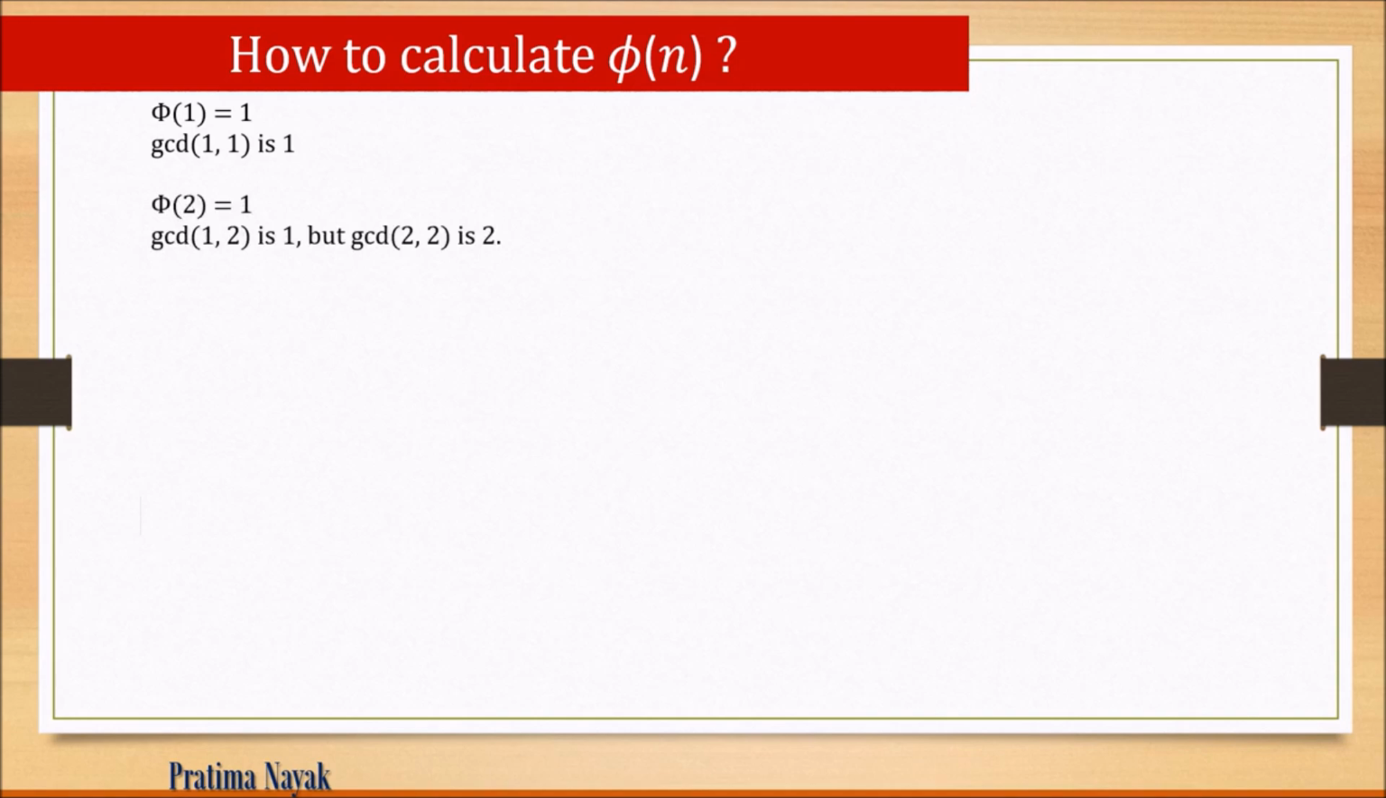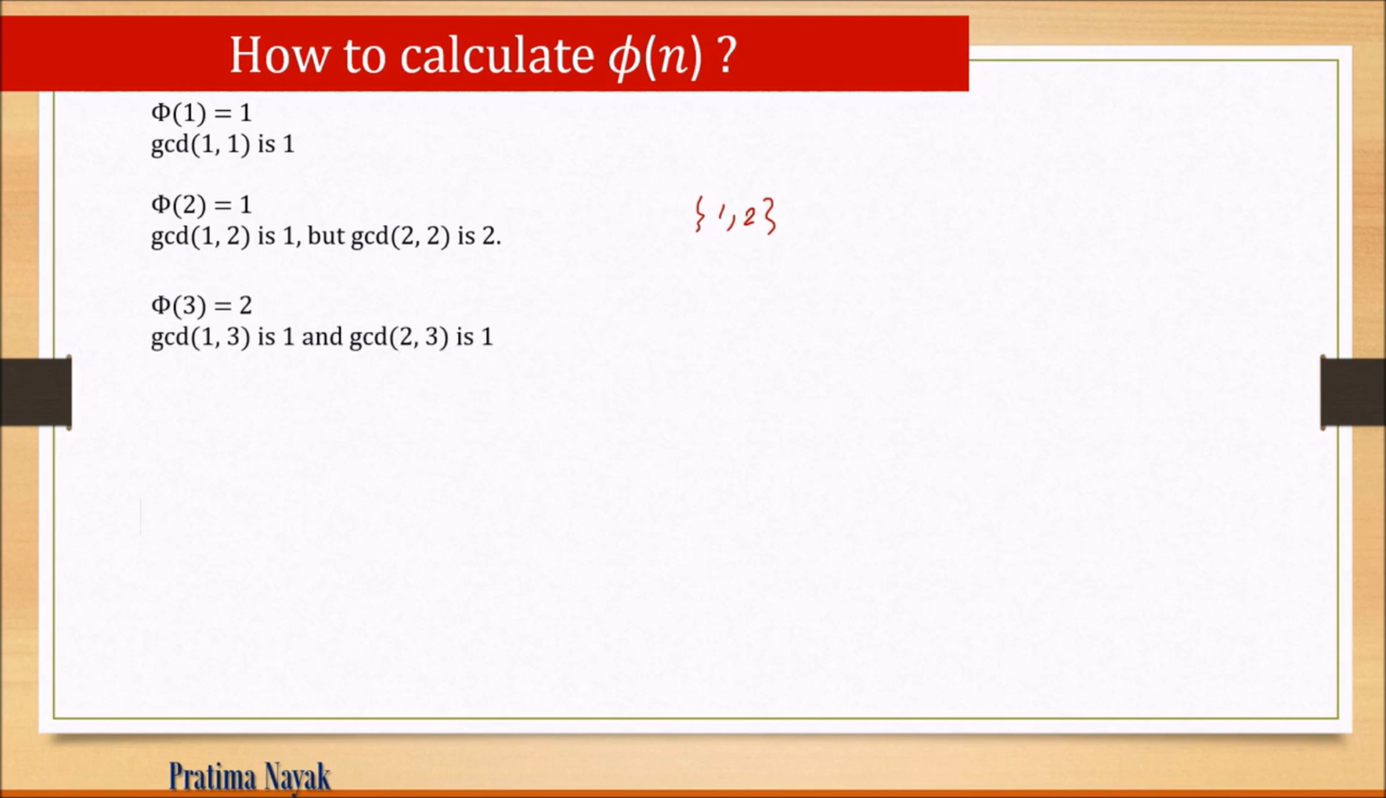Phi of 2. Phi of 2 is also 1. Why? If we take 2, that means 1 and 2. GCD of 1 and 2 is 1, so that is one count. And GCD of 2 and 2 is 2, it is not counted. So only 1 is counted here, so phi of 2 is 1.